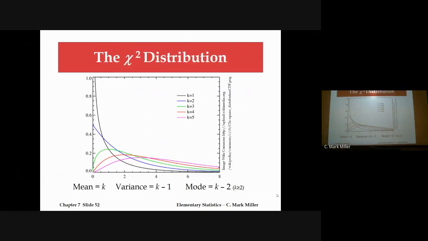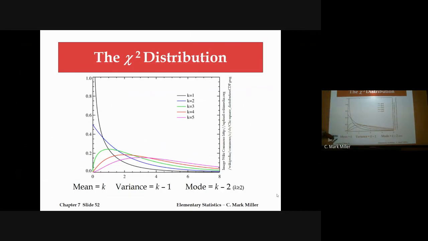But for almost all of them that we're going to be messing with, k degrees of freedom, it starts at 0, goes up and then down. It's got a long right tail. It has some characteristics. It's kind of interesting.